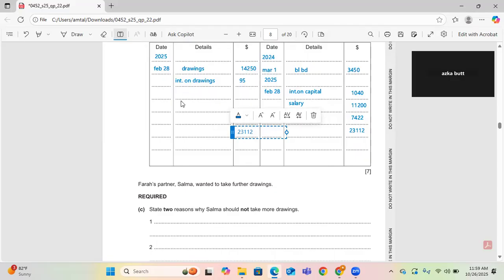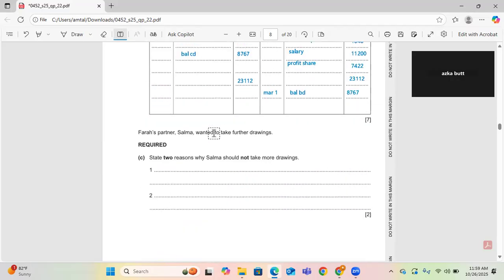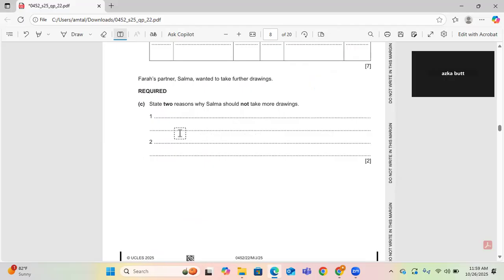So the closing balance CD is equal to 8,767. And then this will become the opening balance at March 1st, the new month of the year. Balance BD, and that's equal to 8767. So done with this. Next question, C part.